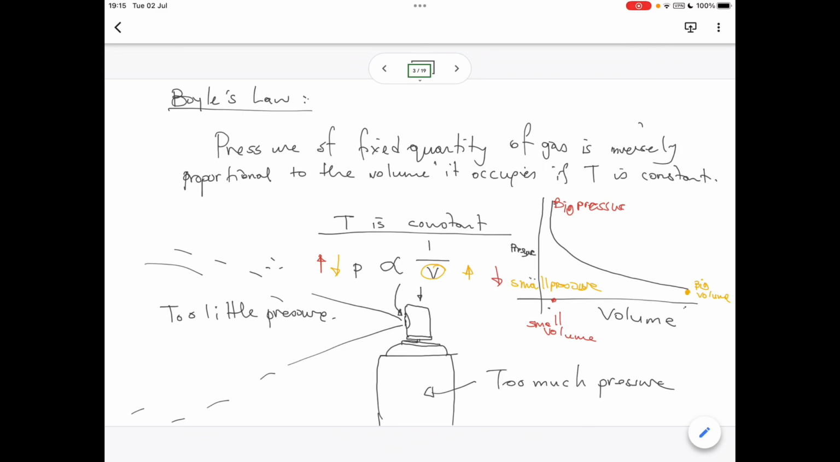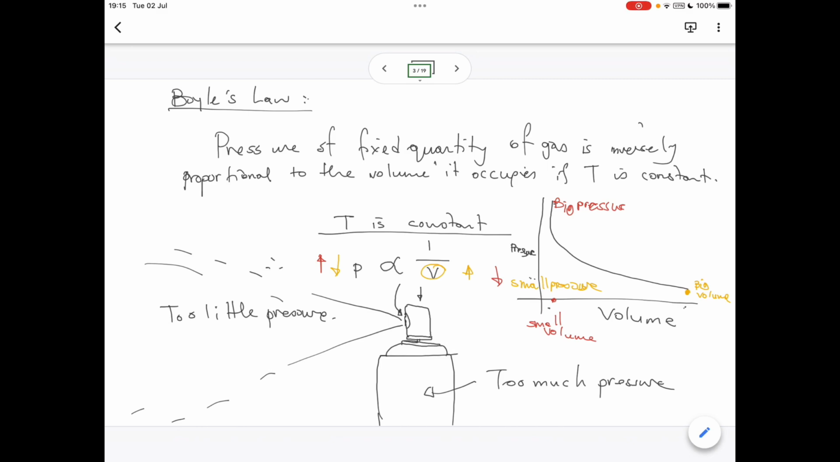So at the point of the nozzle, when you press the spray nozzle, at that point where the gas emits, that's where you get a pressure change. So from the can into the tube there, the pressure is high.